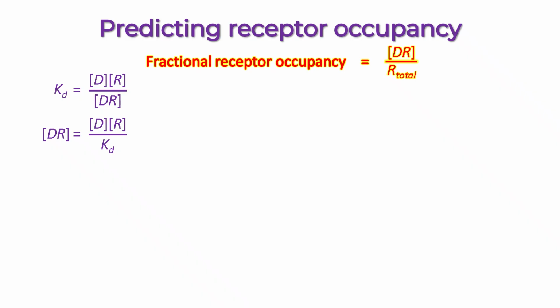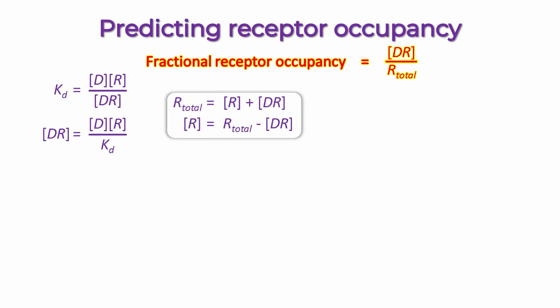While the absolute number of receptors is unknown, we do know that the total receptor concentration is equal to the sum of free and bound receptors. Rearranging this relationship shows that the concentration of free receptors is equal to the total receptor concentration minus the concentration of bound receptors. Substituting this expression for free receptors into the equation for the bound complex gives the following.